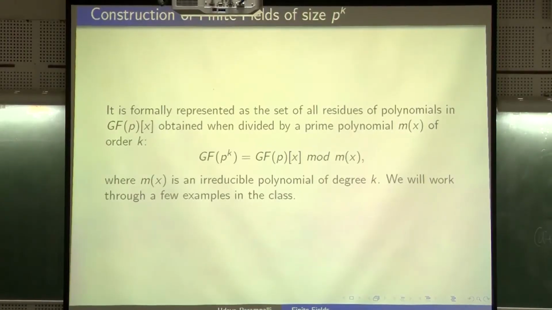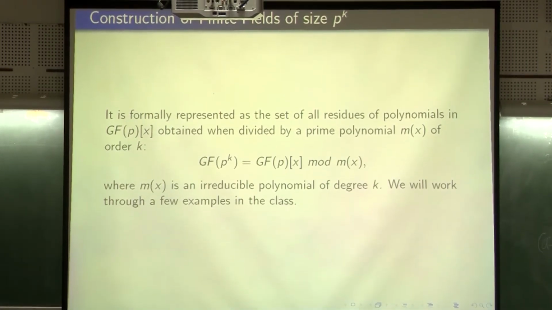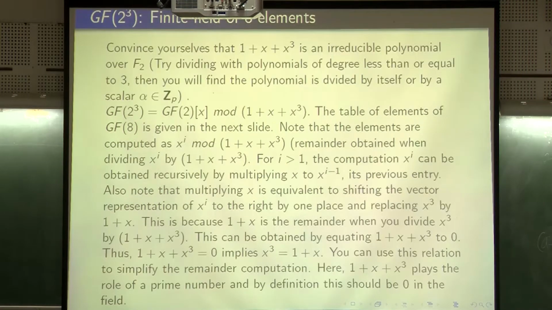So I think we'll finish off the construction of this one, so we can start the next one. Formally, the set of all residues of polynomials can be obtained with a prime polynomial. So GF(p to the k) is basically choosing the polynomial ring modulo m(x), an irreducible polynomial of degree k. We will work through some examples.